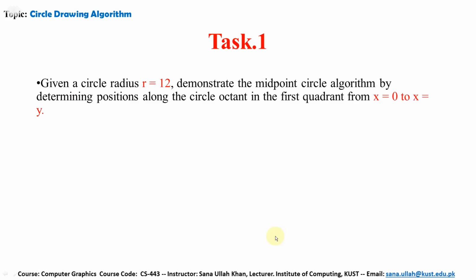So task 1: given a circle with radius r equal to 12, demonstrate the midpoint circle algorithm by determining positions along the circle octant in the first quadrant, from x equal to 0 to x equal to y. Thanks.